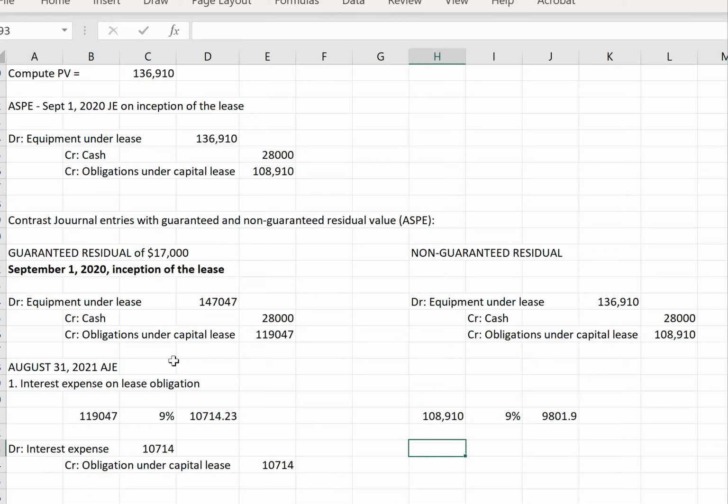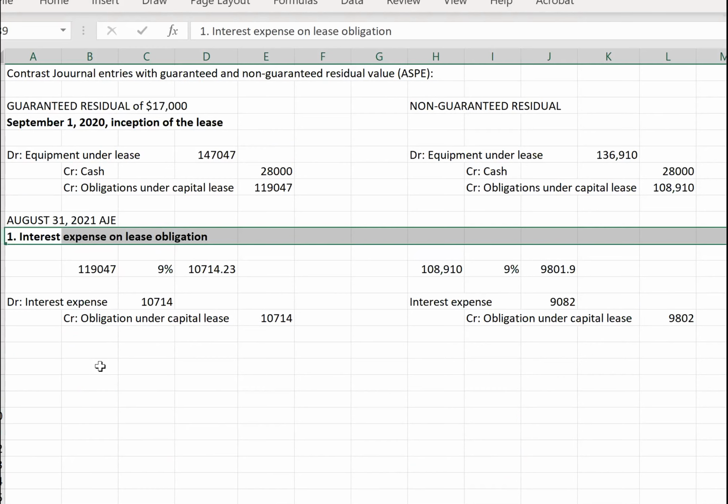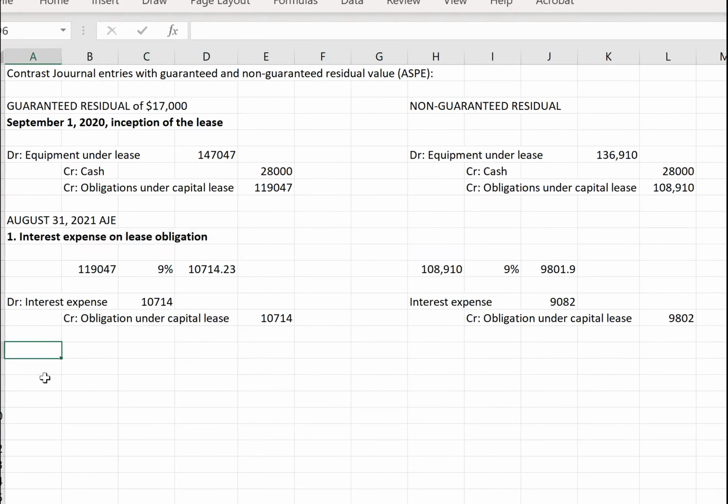And same thing over here. We're going to have interest expense of 9,802, and we're going to have credit obligation under capital lease, which is going to be 9,802. Okay, so that is the interest expense.